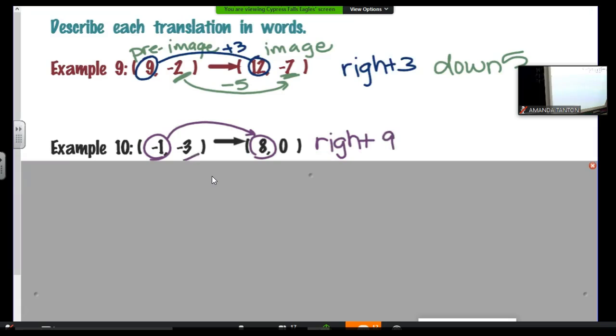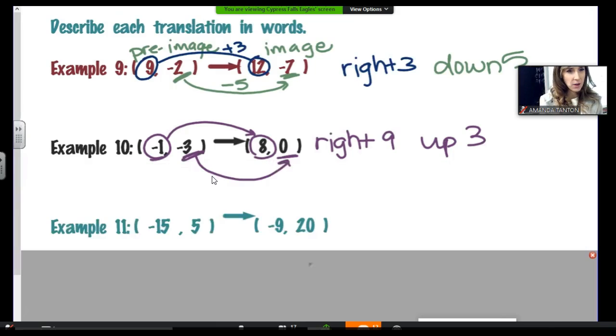And up 3. Doing good? One more on this page. Then we need to go to reflections. Why are they all right? How far did we go to the right?